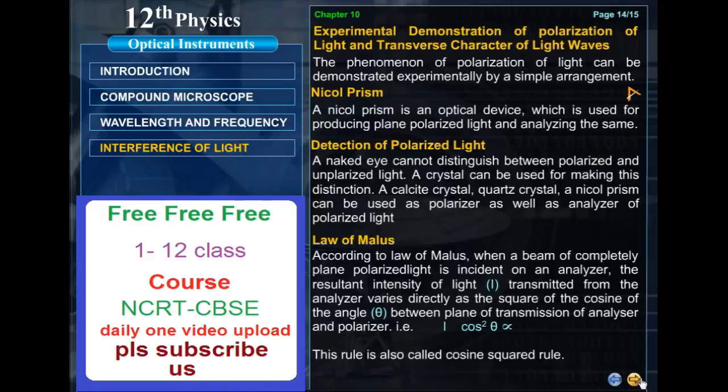According to law of Malus, when a beam of completely plane polarized light is incident on an analyzer, the resultant intensity of light I transmitted from the analyzer varies directly as the square of the cosine of the angle theta between the plane of transmission of analyzer and polarizer, that is, I is proportional to cos square theta. This rule is also called cosine squared rule.